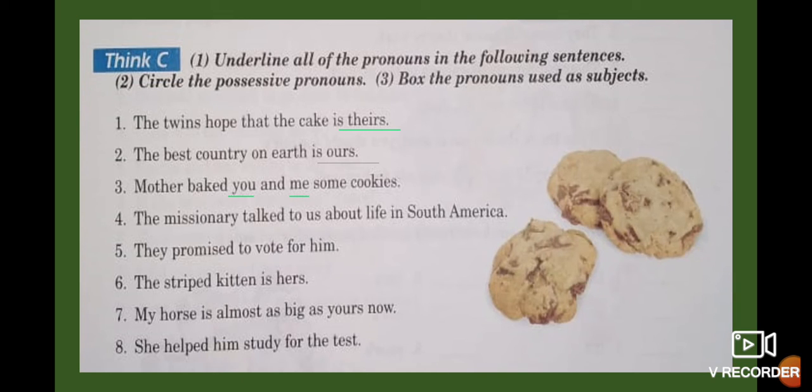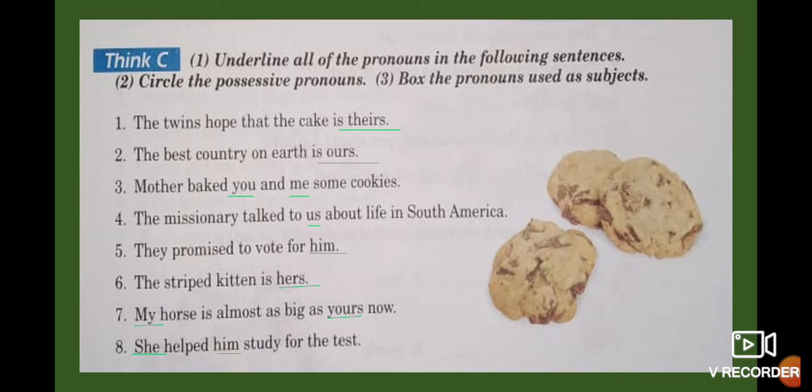The missionary talked to us about life in South America. We underline the pronoun us. Number five, they promised to vote for him. We underline the pronoun him. Number six, the striped kitten is hers. We underline the pronoun hers. My horse is almost as big as yours now. In this sentence, we have two pronouns. The first one is my, and the second one is yours. Number eight, she helped him study for the test. So we find she as a pronoun and also him.